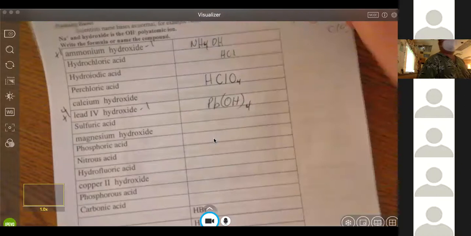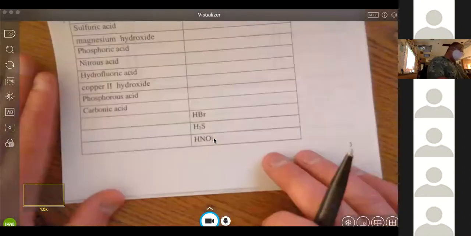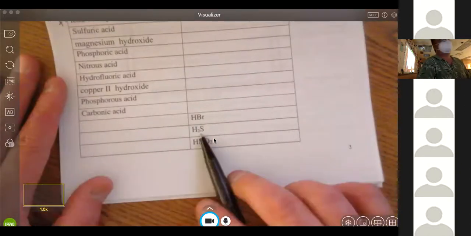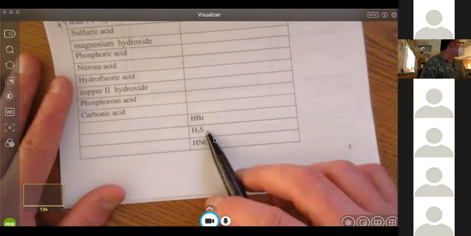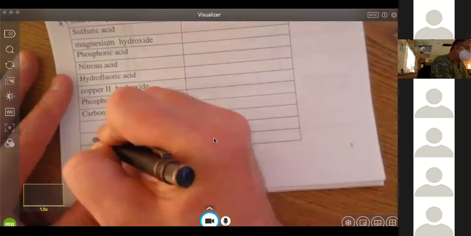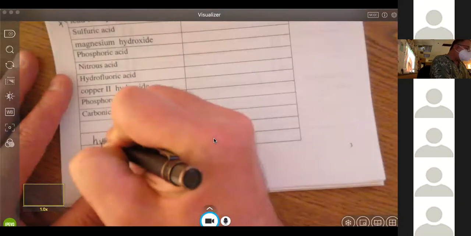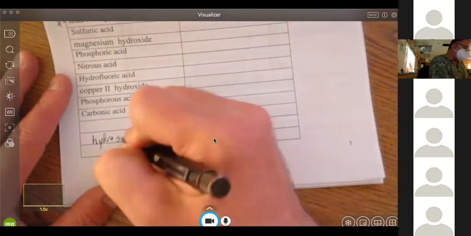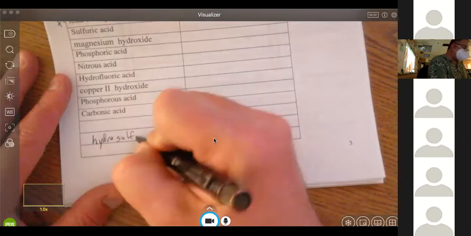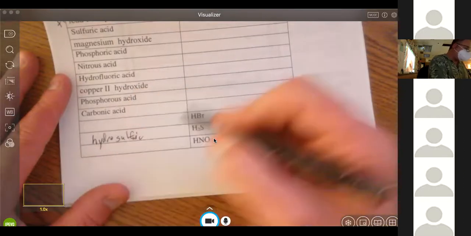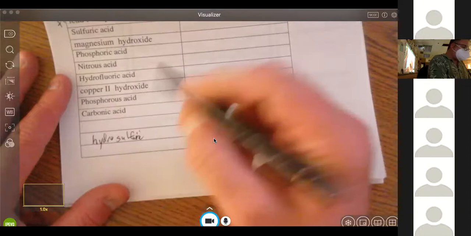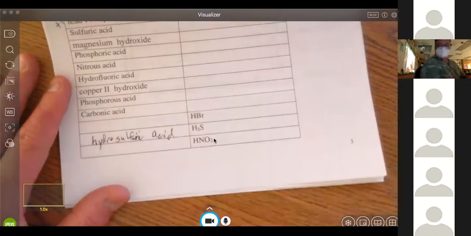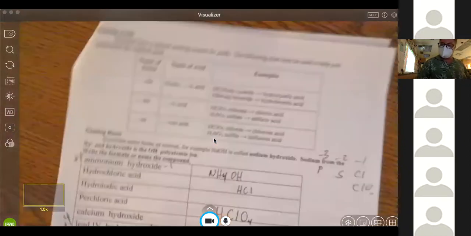If we take a look at the bottom here, we are switching it over. So H2S. Is there an oxygen? No. So we know we need to start with what? Hydro what? Sulfuric. If you have hydro, it ends in ic. Sulfuric. And it's an acid, so we should put what? Acid.